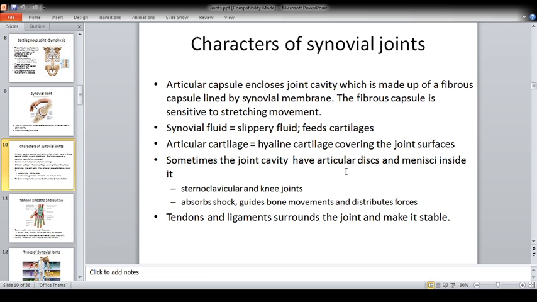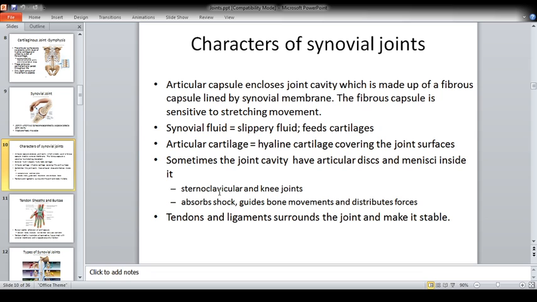Sometimes the joint cavity has articular discs and menisci inside it, such as in the sternoclavicular joint and knee joint. Now, when we look at the knee joint and the sternoclavicular joint in the next slide, I'll show you there are small discs made up of cartilage that are present there that provide support to that particular part.